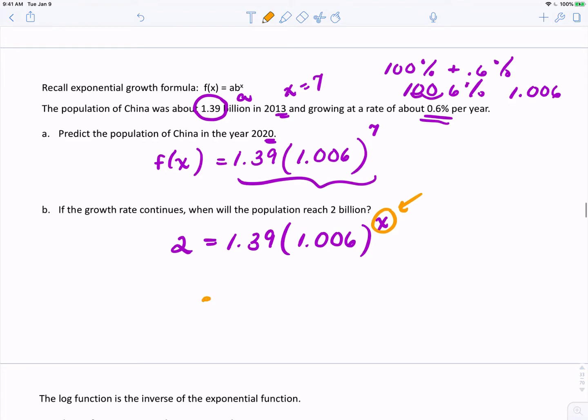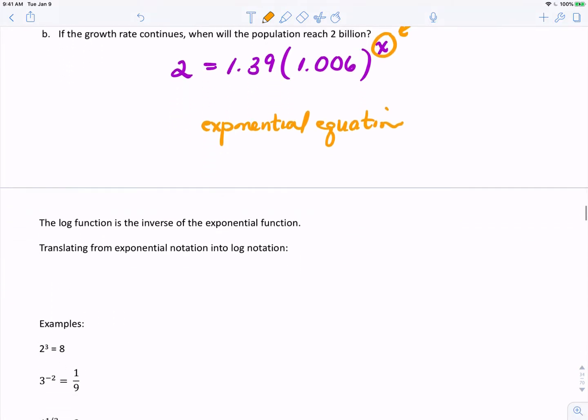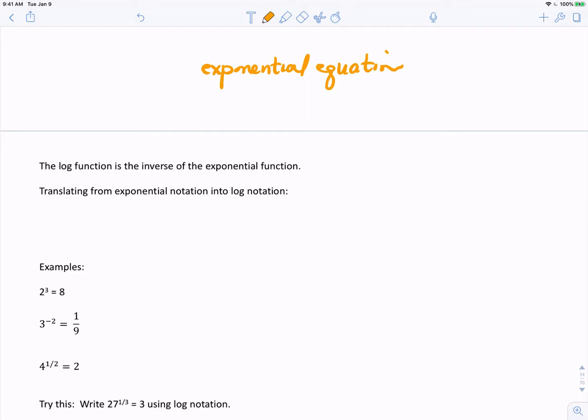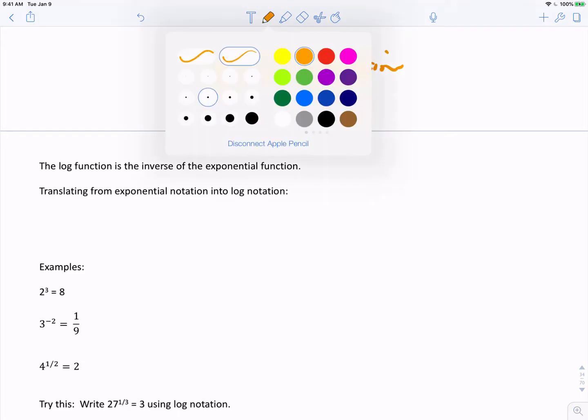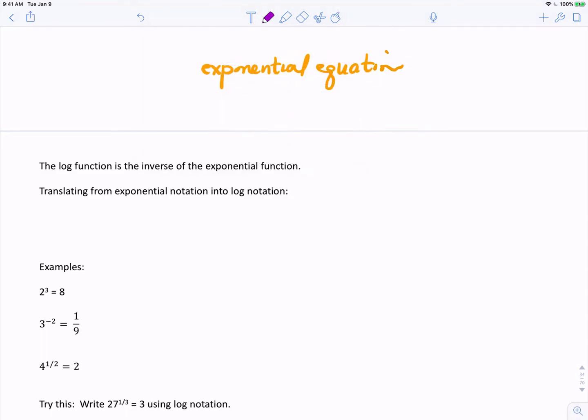So this type of equation is called an exponential equation because it's an equation where the variable is found in the exponent. And to solve an exponential equation, we'll need a new type of function called a logarithm. So the log function is the inverse of the exponential function. It's the function that undoes the exponential function. That's why it's going to allow us to solve exponential equations. So the first thing we have to do is translate from exponential equation into log equation.